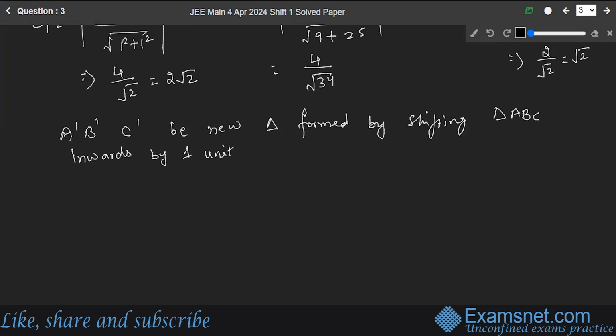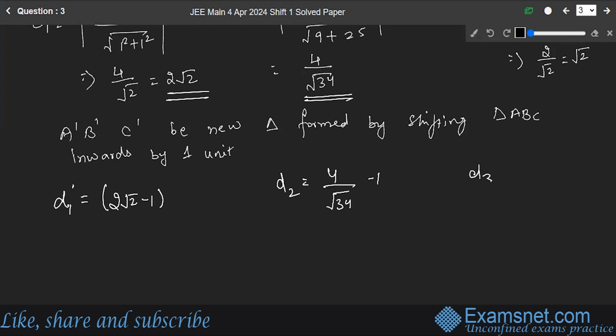Now, the perpendicular distances of the new sides from the origin will be given by D1, let's say that is D1 dash. This will be given by 1 unit has been moved inside. And D2 dash will be D2 minus 1, and D3 dash will be D3 minus 1 from this. See, these are the three distances from the origin.